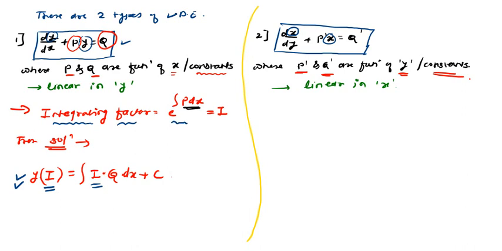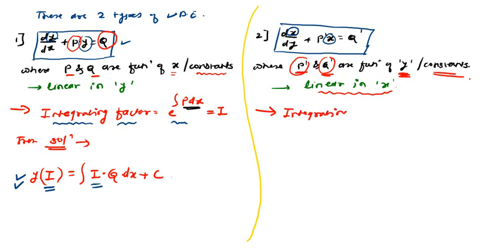Okay, suppose in the second type you have the linear differential equation in type 2. Type 2 means what? Suppose it is linear in x. If you see the example, the dependent variable is x in this case, and it is linear everywhere. That's why we will say it is a linear differential equation in x. And here you can see this p dash and q dash are nothing but functions of y or constants. So if you have the linear differential equation in x, then also we find the integrating factor.